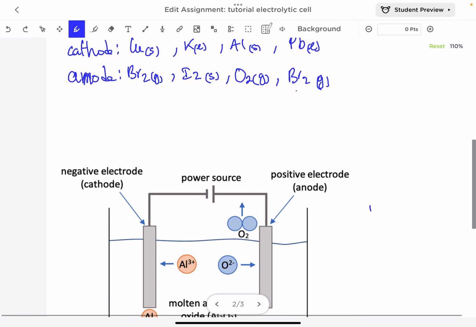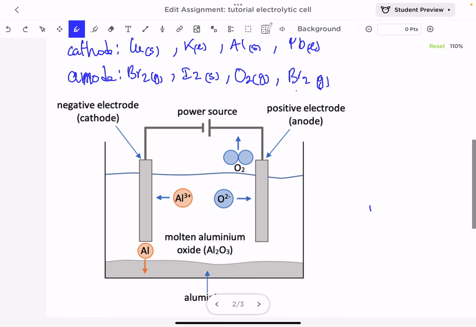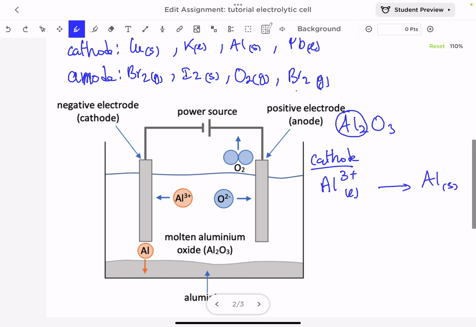And whenever they ask you to write the half ionic equations, I'll repeat again with the example of Al2O3. At the cathode, I have the positive metal ion obtained. So Al belongs to group 13, so it's going to be Al3+. Liquid is going to give Al solid. Now I have 3 positive charges here, so 3 electrons. Regardless of the charge of the metal, you always get the monoatomic metal.